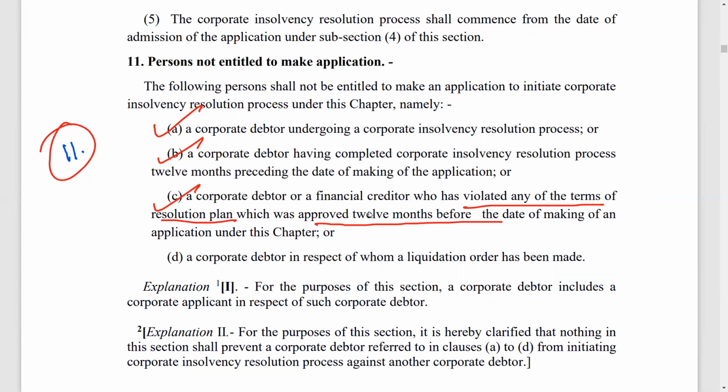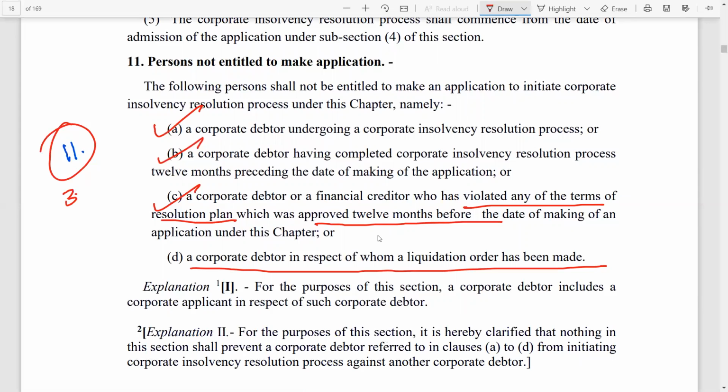In that case, again, they cannot go to the NCLT for initiating a CIRP, and neither can a corporate debtor against whom the liquidation order has been made. So if the liquidation order is made, again, the application cannot be made by such a corporate debtor for initiating the CIRP. So this can be a perfect 3-mark question, or it can also be asked for 5 marks.